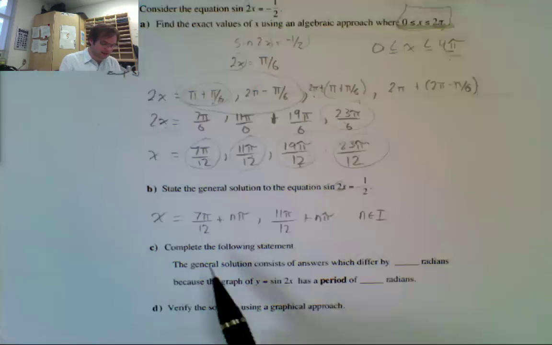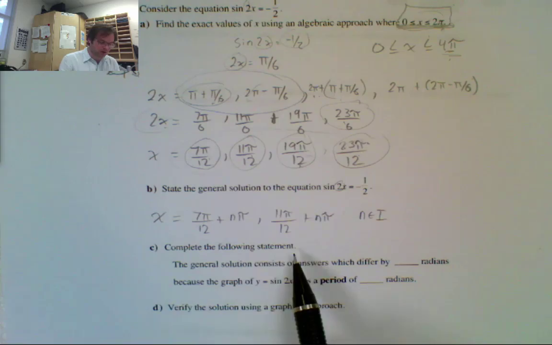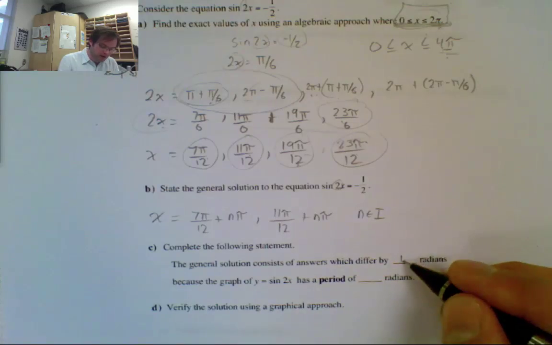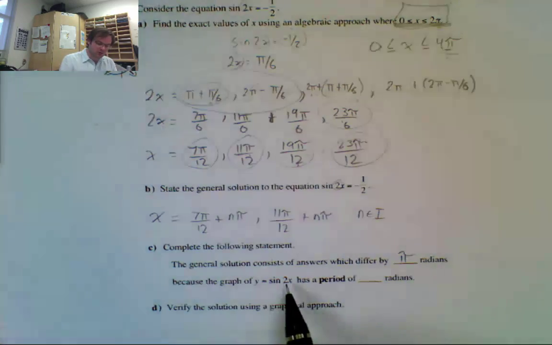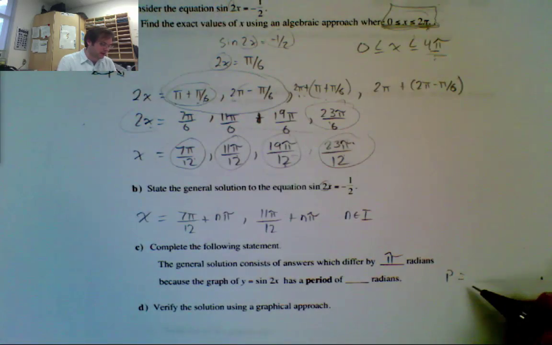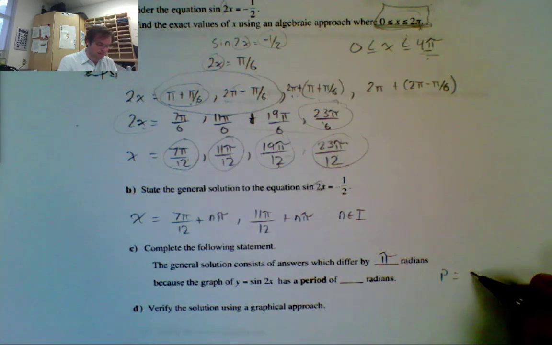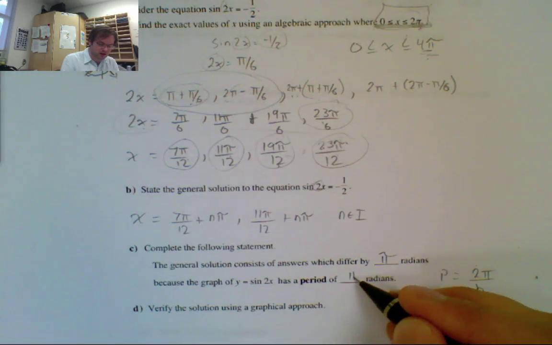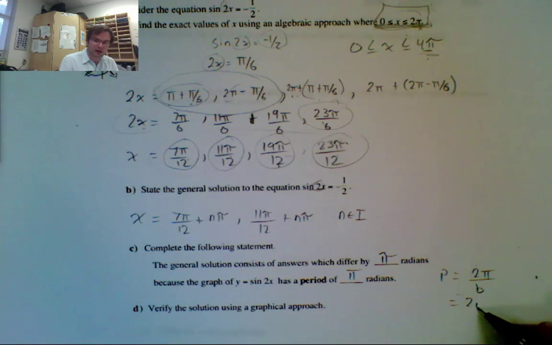So now let's take a look at C. It says complete the following statement. The general solution consists of answers which differ by, well, we have pi radians. Because the period is equal to 2 pi over b, and in this case my b value is 2, which gives me pi. 2 pi over 2 gives me pi.